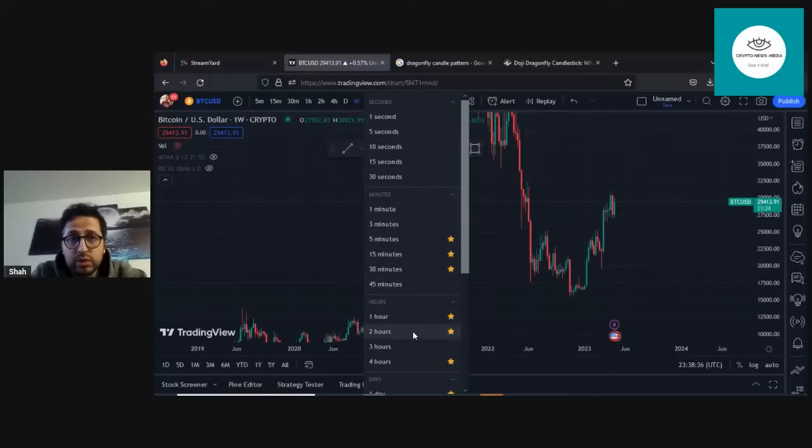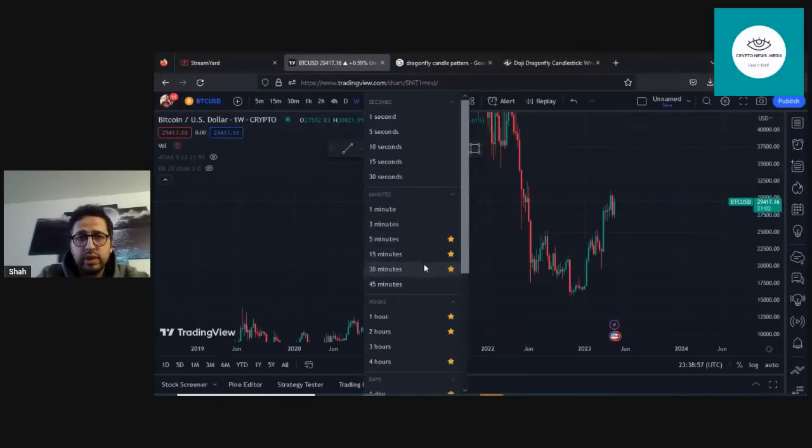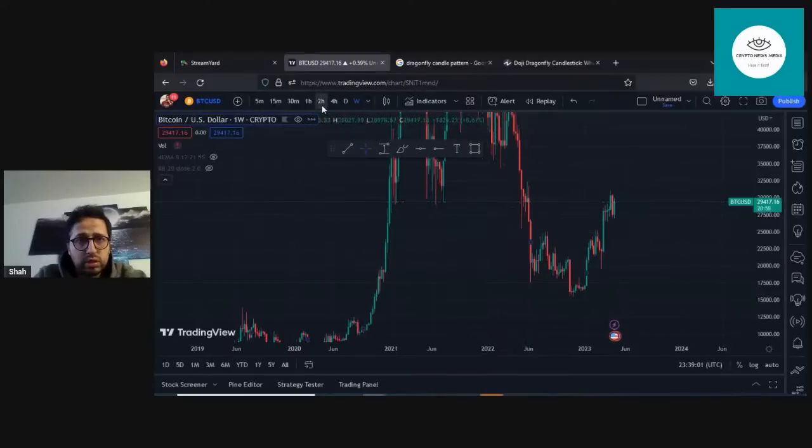Let's change to 2 hours. By the way, this favorite thing, if you click on it, it will be added here. If you don't want to see something, you can just click and it's removed. If you click, it's added there. So you can create your own as well. You can go and type 19 minutes. If for some reason you want to see a 19 minute candle, you can add that as well. That's pretty much it. Now let me change the time frame back to 2 hours maybe.